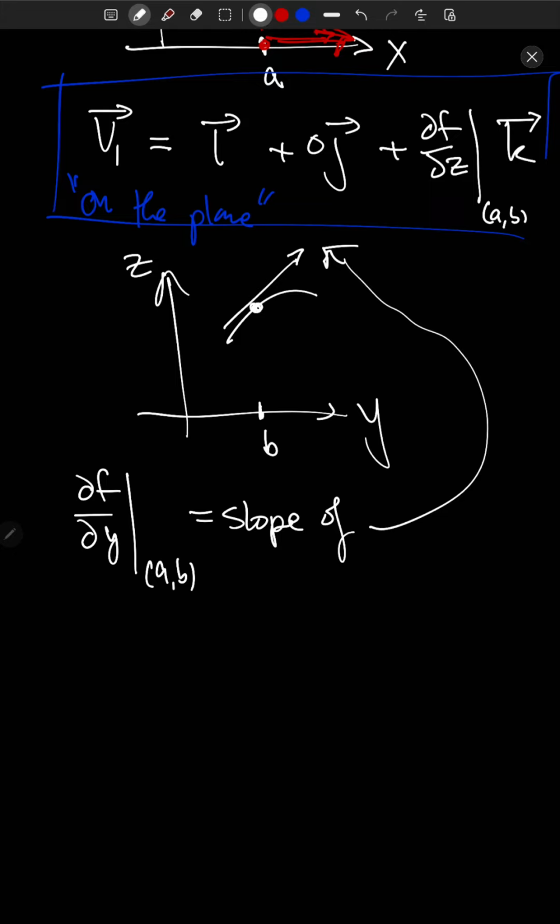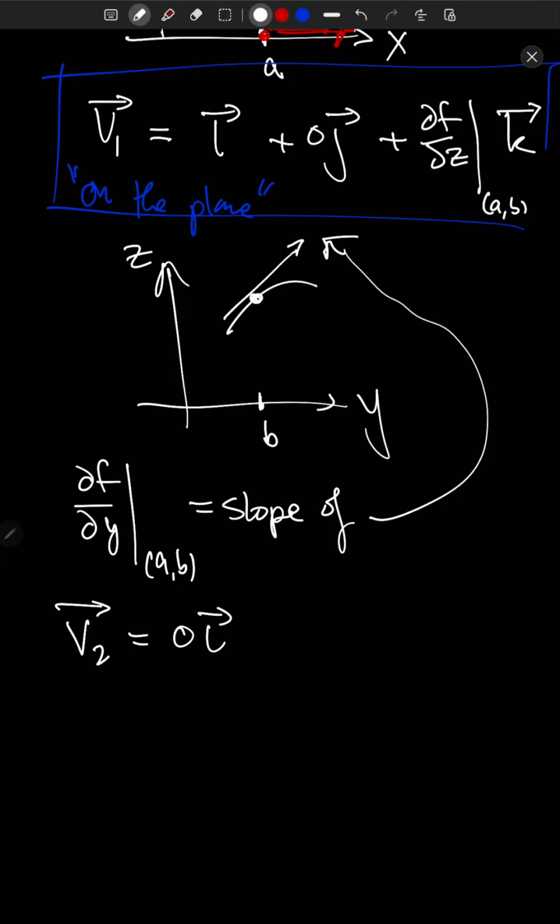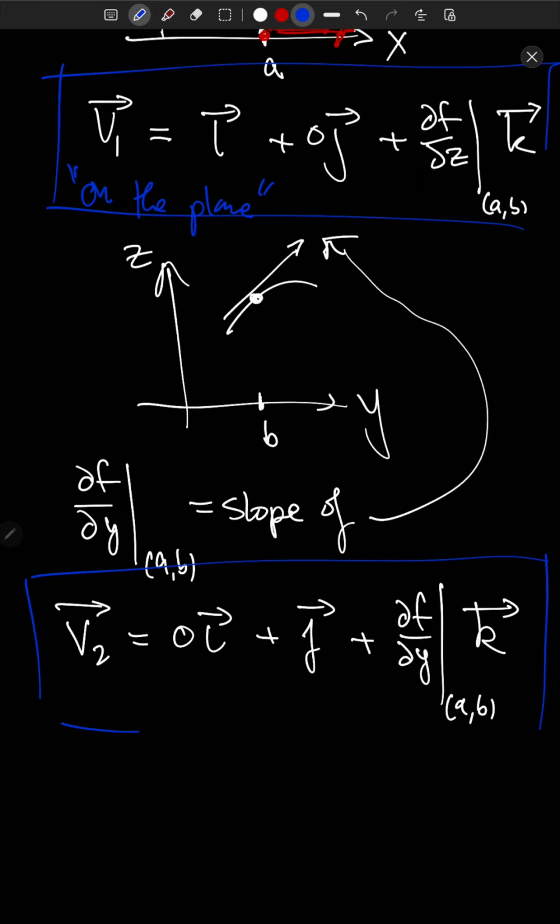And if you want to convert that into a vector direction, what does this df dy mean? It means if you move one step in the y direction, you should move up in the z direction by df dy at a b. And so my second vector should be 0i, because we're not in the x direction at all, plus j, one step in the y direction, plus df dy at a comma b, times k, which moves up or down depending on the sign of this term. So this is on the plane.